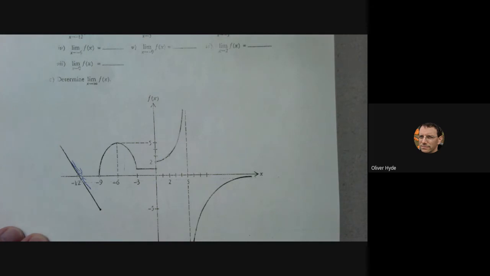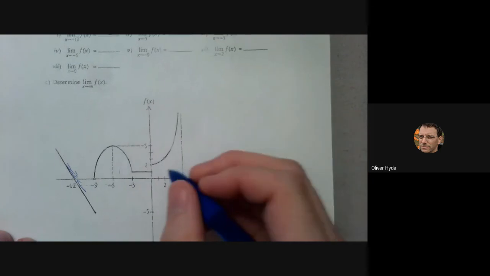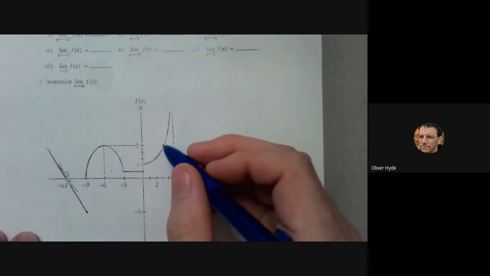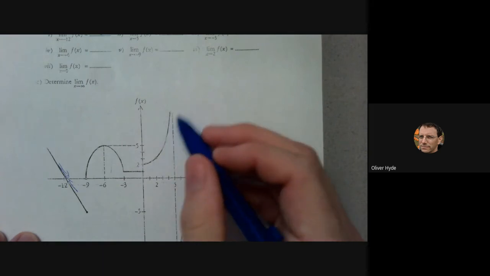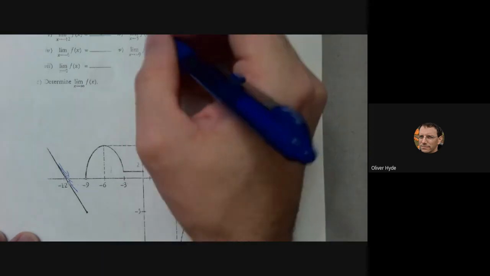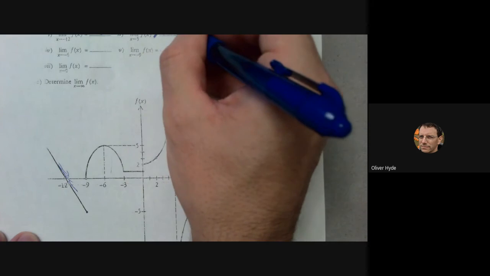Okay. As x approaches 5, well, first off, my behaviors are different, and second off, they're not even converging on the same number. So I'm going to scratch this out and say it does not exist.